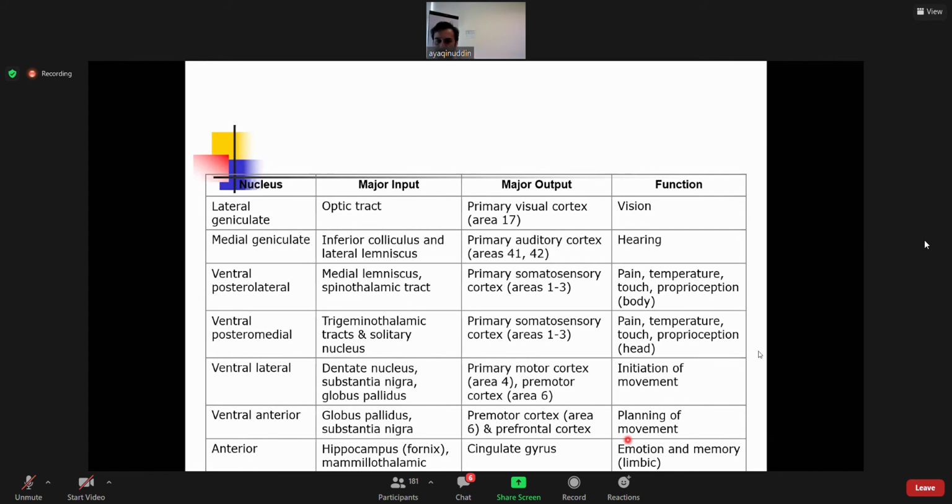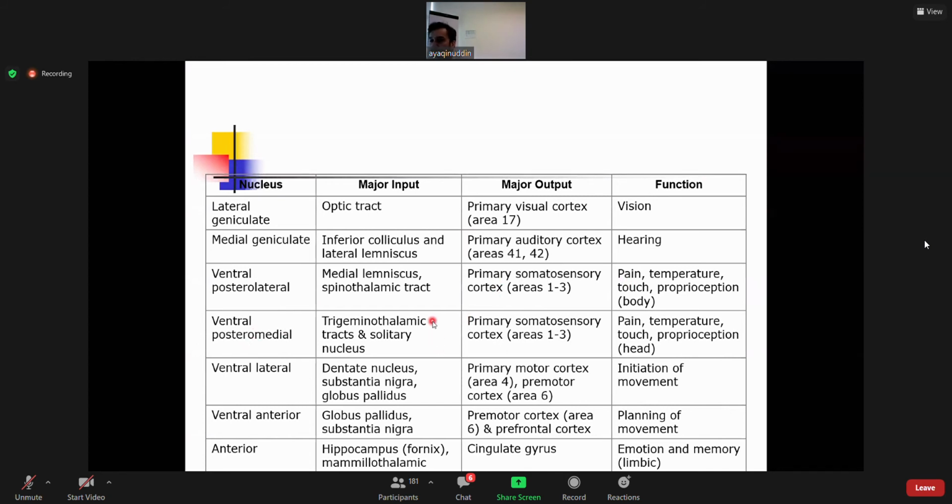This is a table which is giving you details about major inputs and outputs from the thalamus and what their function is. It's just a summary of what I've already said. What is the function of the lateral geniculate body, and what are its major input and output? The major ones which you should remember, I don't expect you to remember everything, but you should remember the lateral and medial geniculate body. You should remember ventroposterior lateral and ventroposterior medial nucleus, their inputs and outputs.